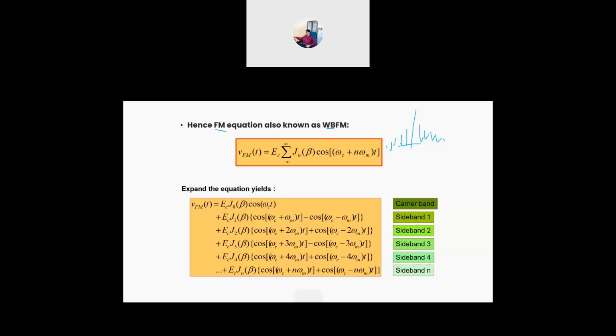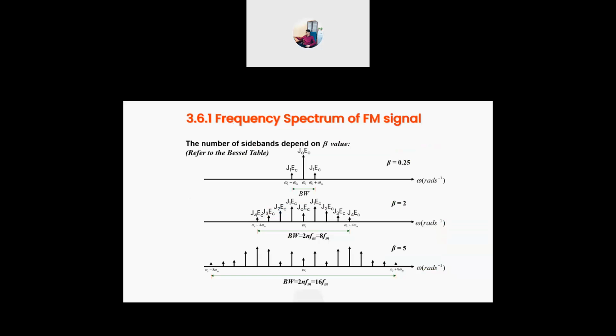So this is the fundamental. This one is the carrier band. This one is sideband 1, J_1. This is sideband 2, this is sideband 3, and this is sideband 4, and so on. That's why you have N here. This goes up until sideband 4, and sideband N you can increase further. That's why it's wideband FM.